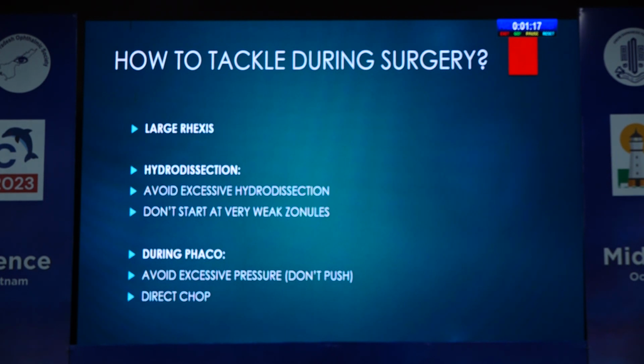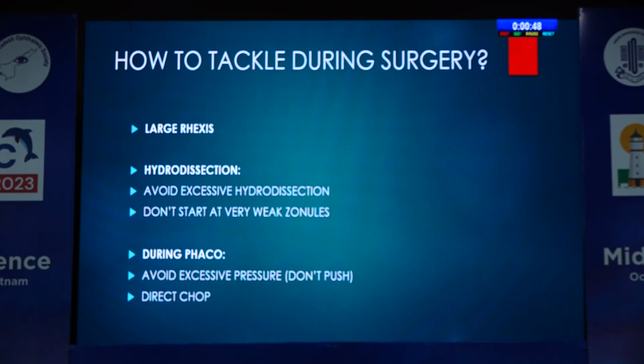There are different thoughts on how to do the rhexis. A small rhexis of normal size, 5 to 5.5 mm, is good, but some schools of thought say a large rhexis is good. Avoid excessive hydrodissection, and don't start the hydrodissection at the weak zonular spot where a nucleus drop could happen. Always start the hydrodissection where the zonules are very strong.